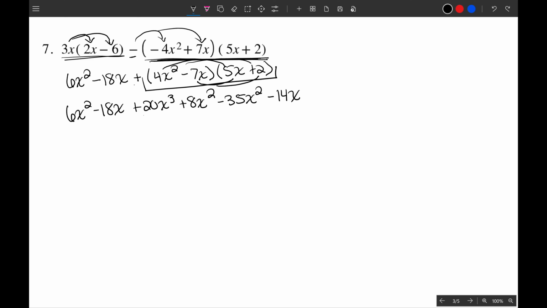Then I'm going to combine like terms. All I have is this one term that's a degree of 3. So 20x to the third will be in the front. Then I have 6x squared, 8x squared, and negative 35x squared. If you add those all together, you get negative 21x squared. And then 18x and negative 14x make negative 32x.